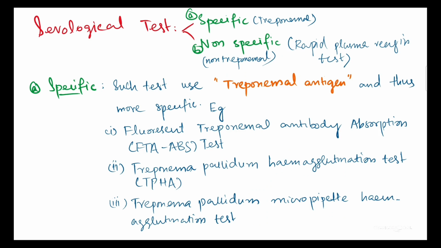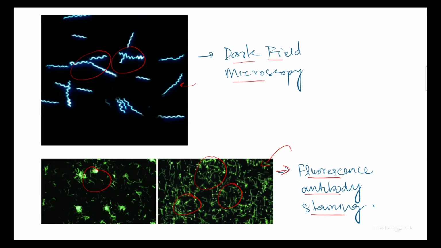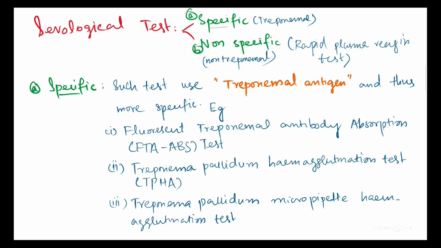Now coming towards the serological tests. As we have already discussed, we can detect by microscopy or the serological tests. Talking about the serological tests, they may be specific or non-specific. Specific means that we use the specific treponemal antigen derived from the Treponema pallidum, and the non-specific is also known as non-treponemal or the rapid plasma reagent test, because the antigen we use is not derived from the Treponema pallidum but is derived from other sources. Talking about the specific serological tests, as we have already discussed, we use a specific treponemal antigen, and thus they are more specific.